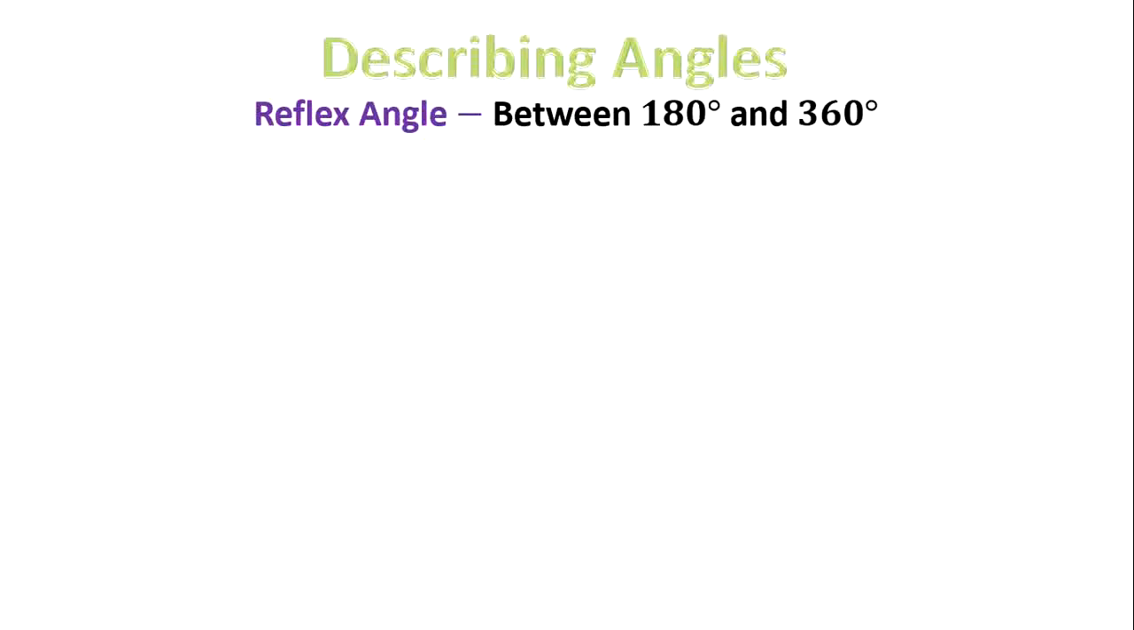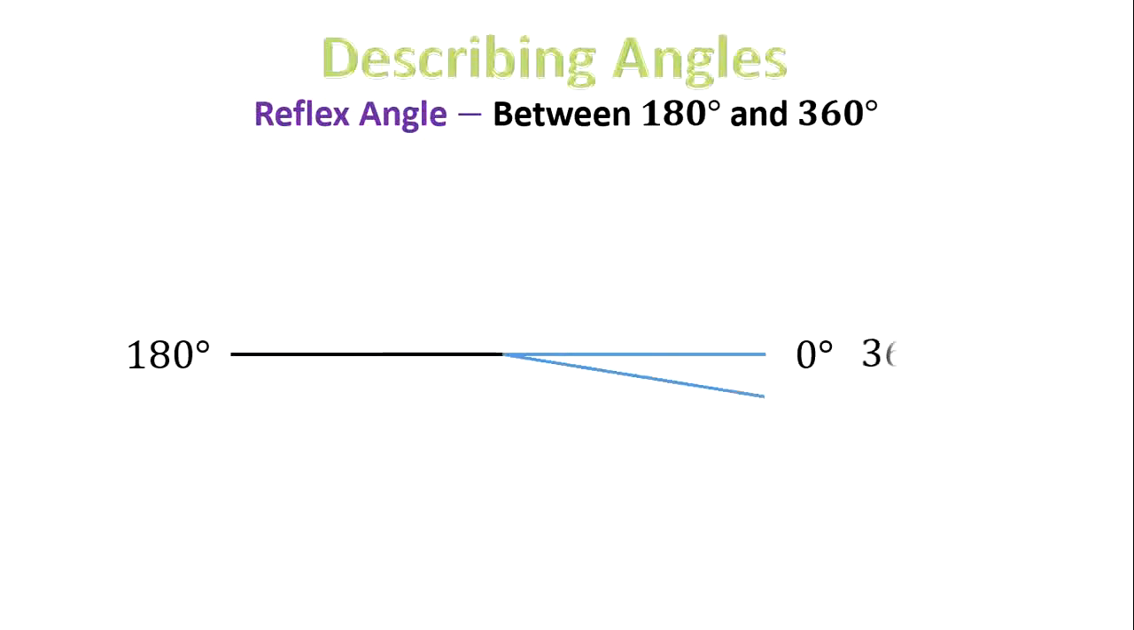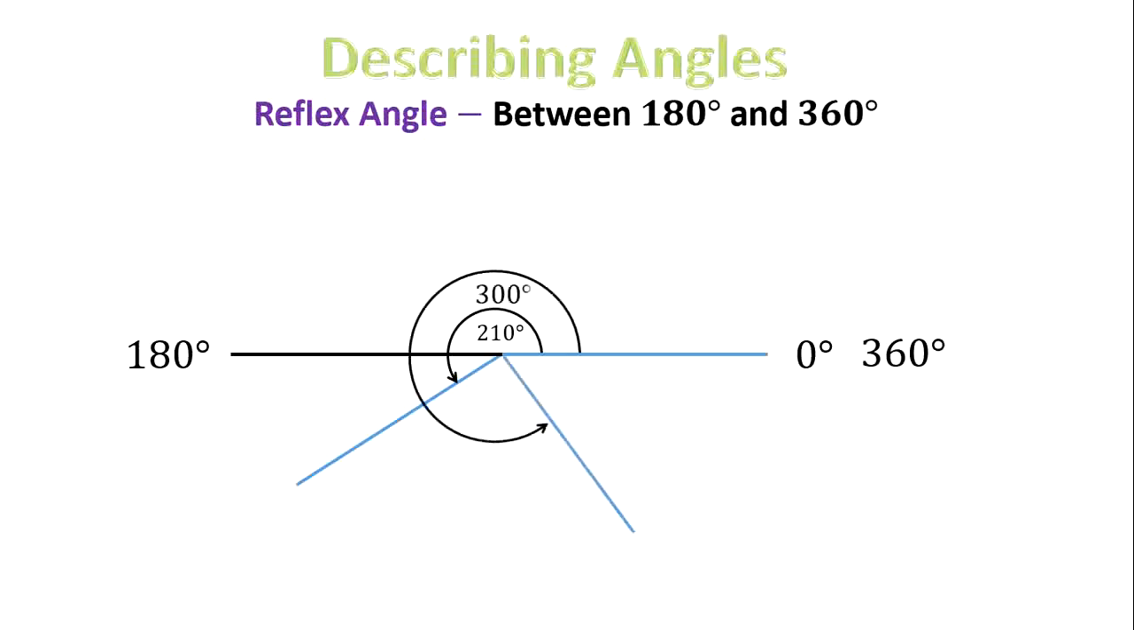Moving on, we have a reflex angle, which is an angle between 180 degrees and 360. In other words, all the way from 180 to 360 degrees. And that's known as a reflex angle. So, if I have a line there, it's 210 degrees. If I have another one over here, it's 300 degrees. Those are both reflex angles because they are between 180 and 360 degrees.